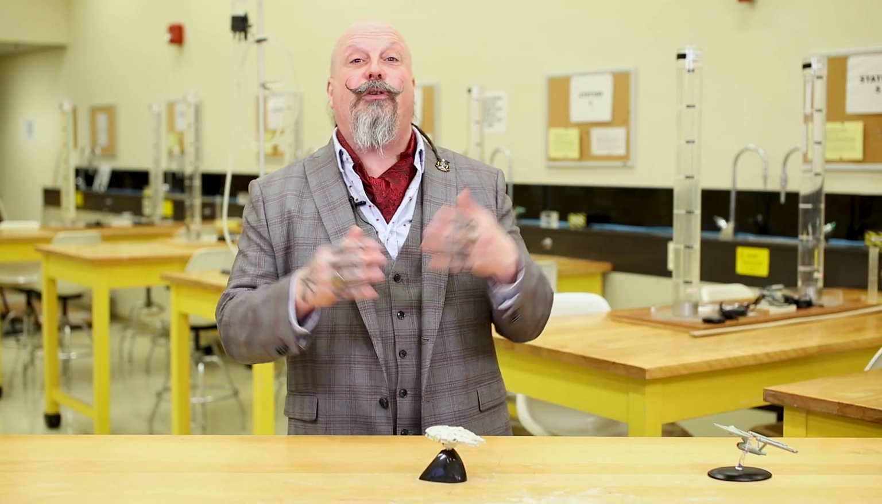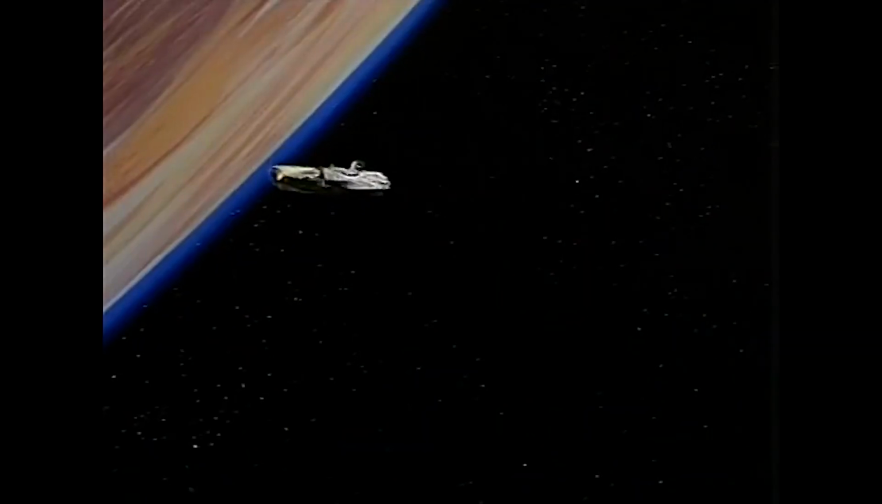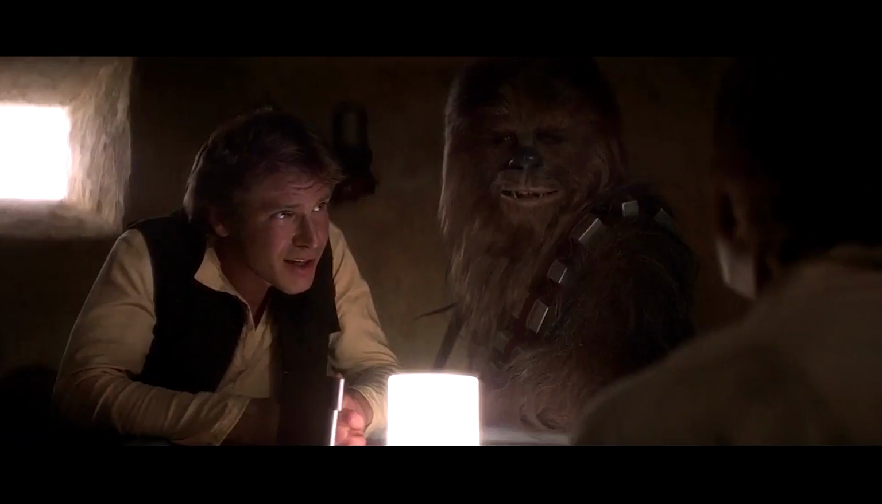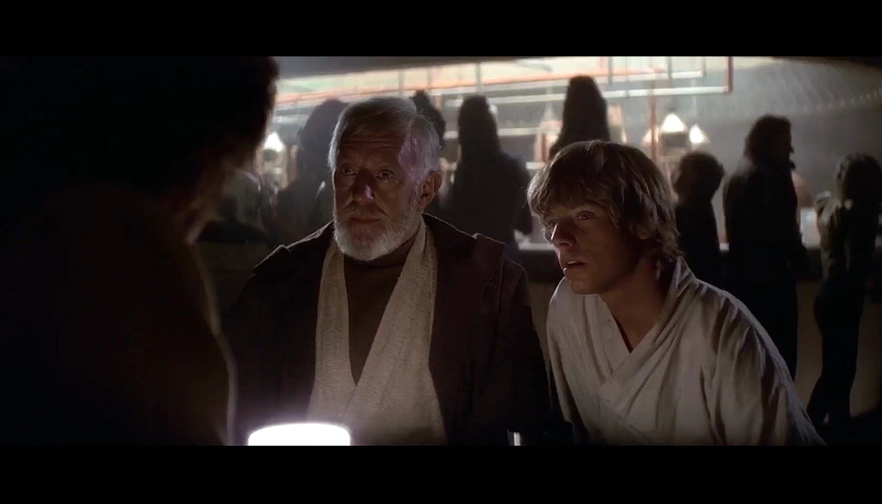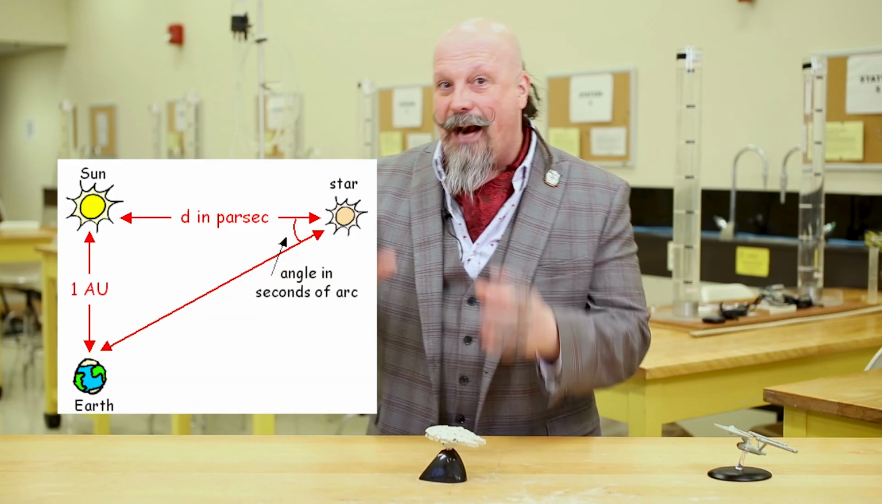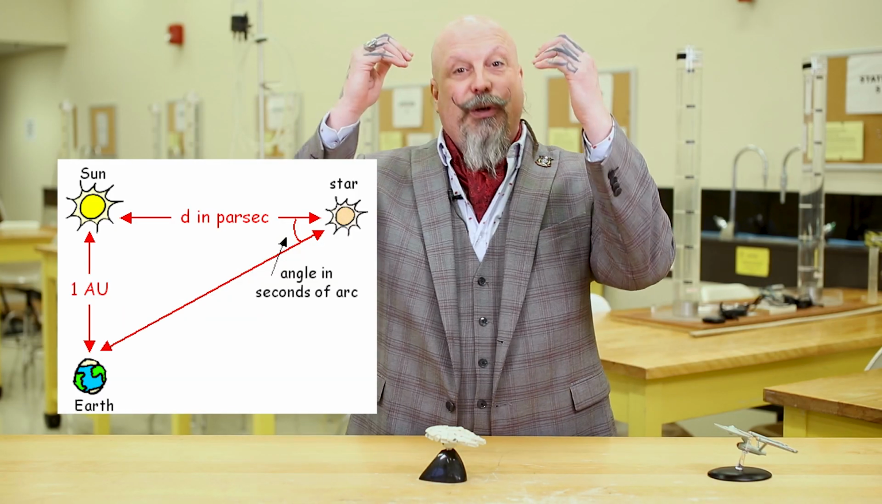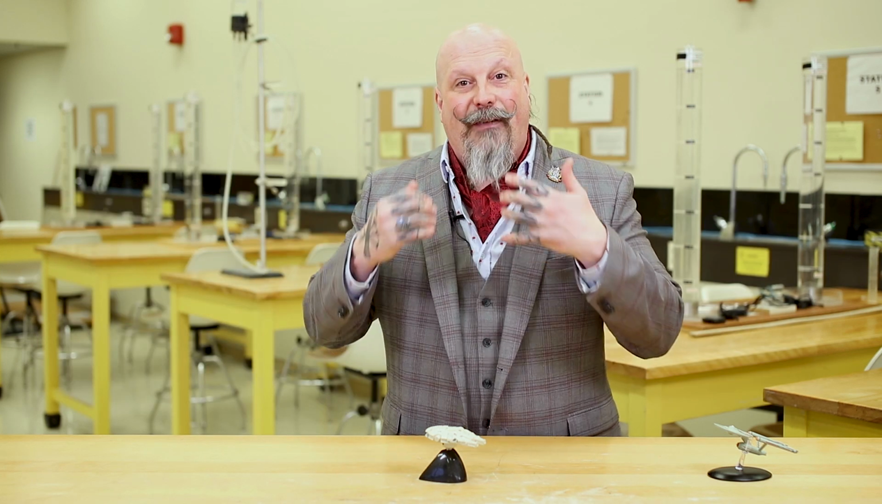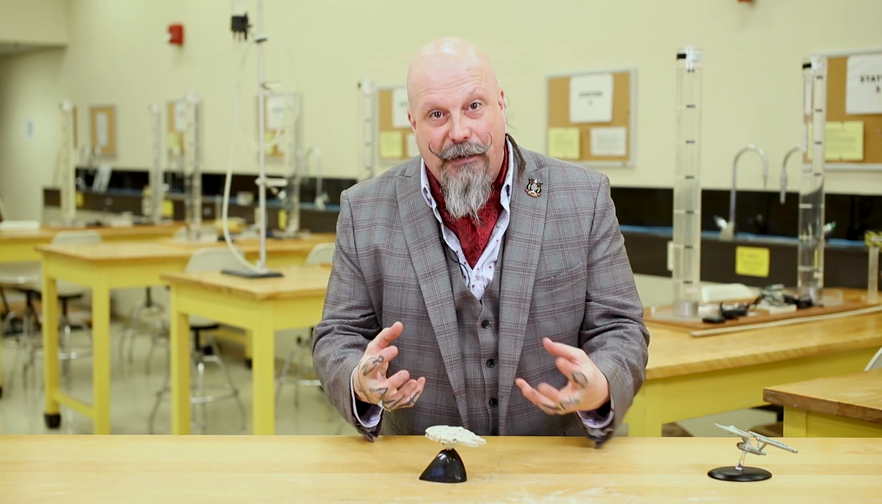So this method of travel comes down to what they say about the Millennium Falcon. It's a ship that made the Kessel run in less than 12 parsecs. A parsec isn't a measurement of time, a parsec is actually a measurement of distance. So the Millennium Falcon didn't actually travel faster, it just found a shorter route.